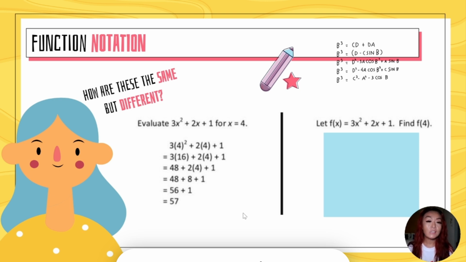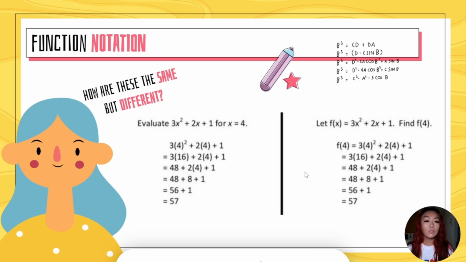The second question says let f of x equal 3x squared plus 2x plus 1. Find f of 4. So what does that mean? To find f of 4 means to evaluate the function for x equals 4, right? It's the same exact question, just using a different notation. So when we evaluate f of 4 and substitute 4 for x, we also get 57. In the second one, we're using what's called function notation, and that's what we're going to be using in this lesson.